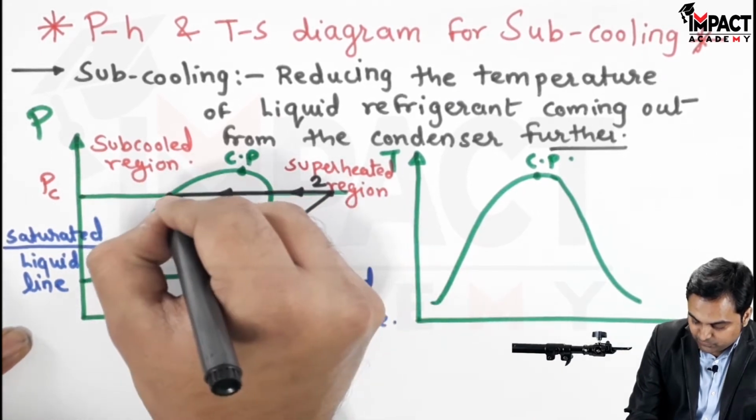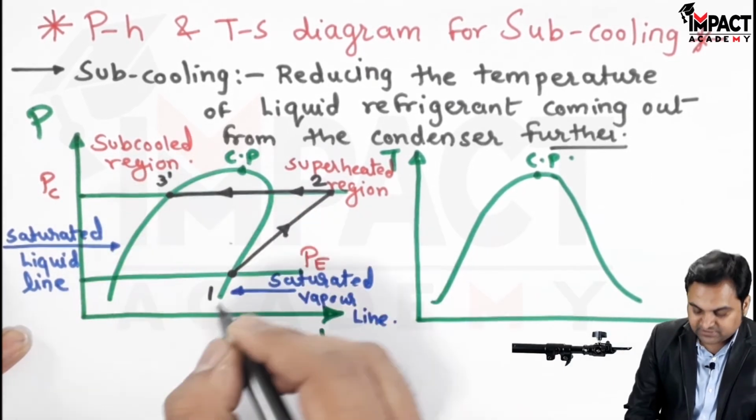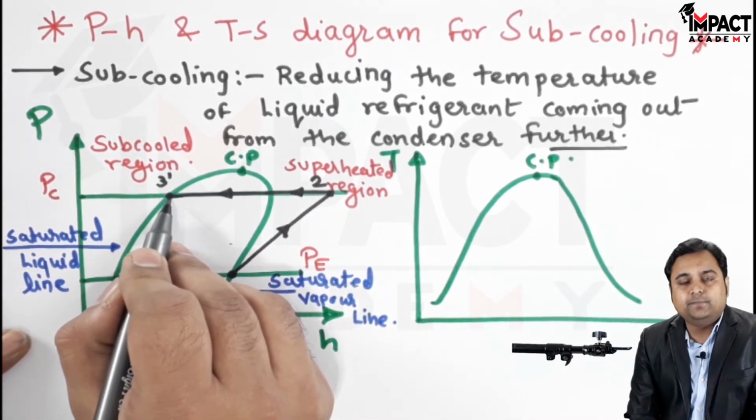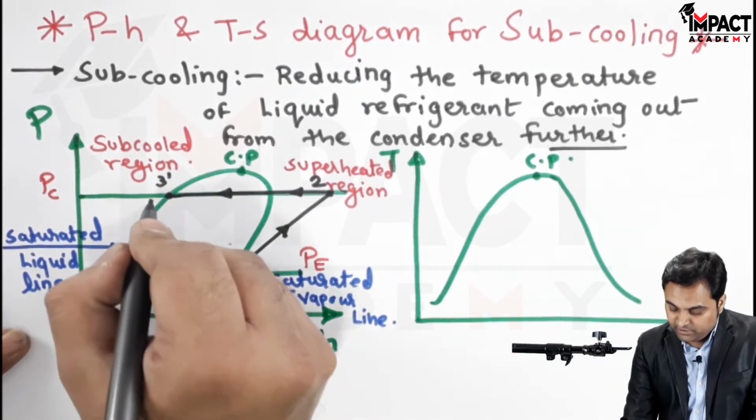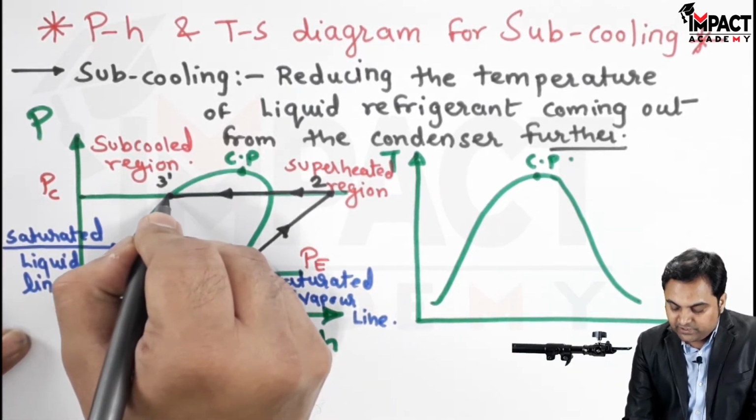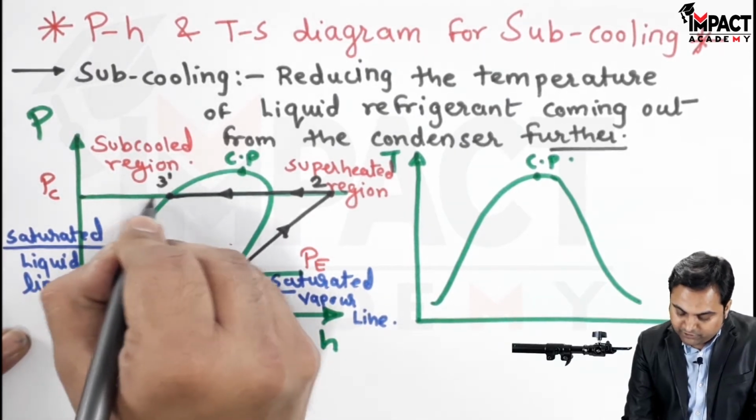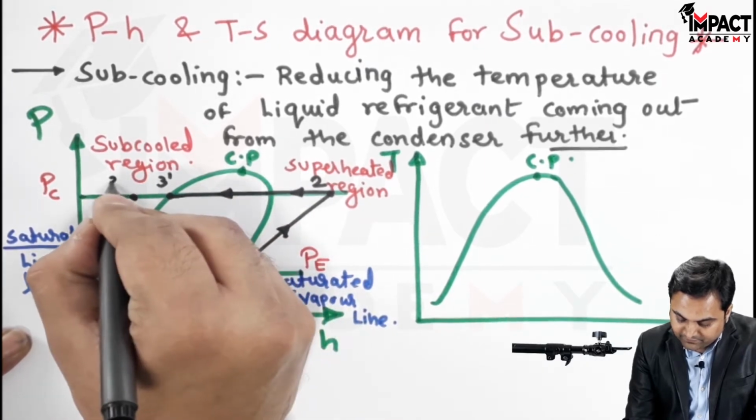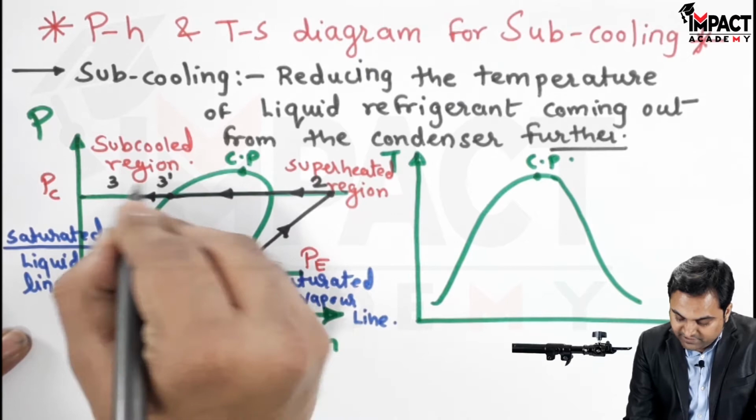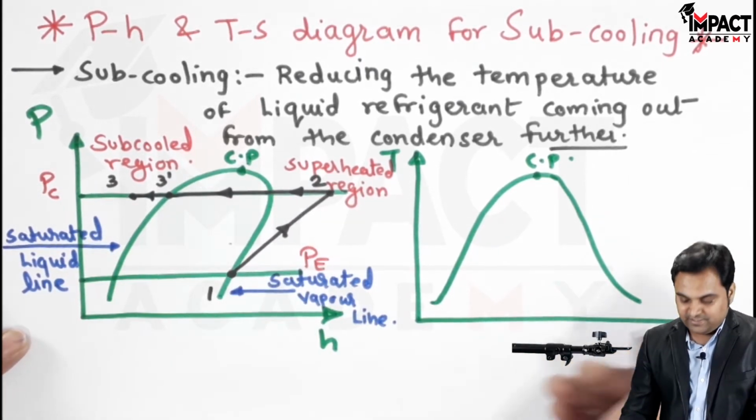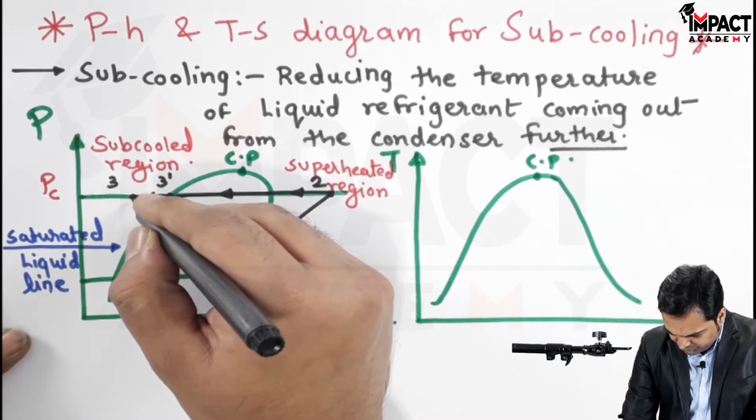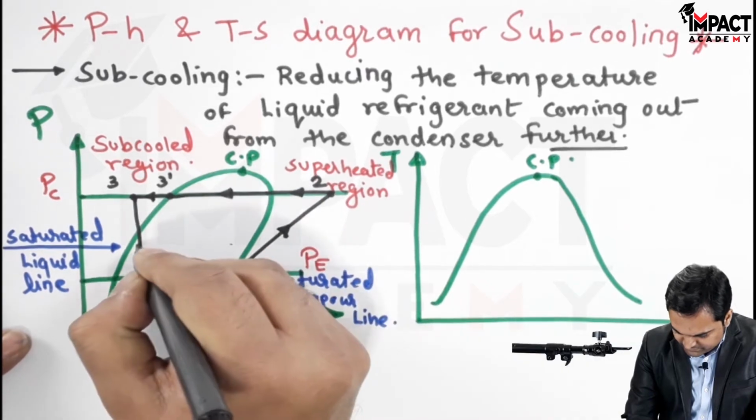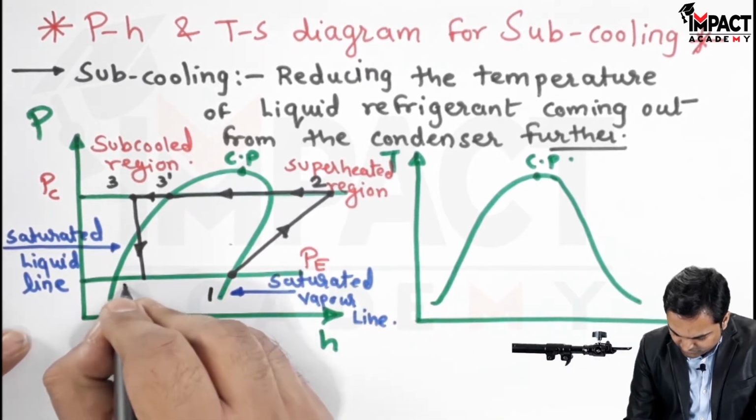Now if we reach up to this saturated liquid line, I'll denote the point as 3 dash. We would stop at point 3 dash when there is no subcooling, but since subcooling is present here, the liquid refrigerant we are getting at point 3 dash would be cooled further, so it would go into the subcooled region. I'll denote it here as point 3. So 3 dash to 3 indicates the subcooling, and then after subcooling, at point 3 it enters the throttling valve or the expansion valve, where it is expanded by keeping the enthalpy constant.